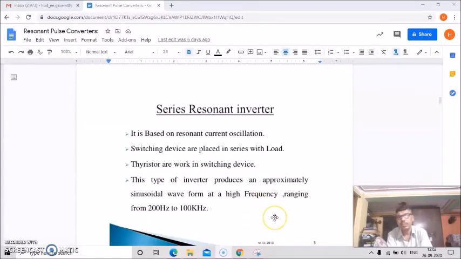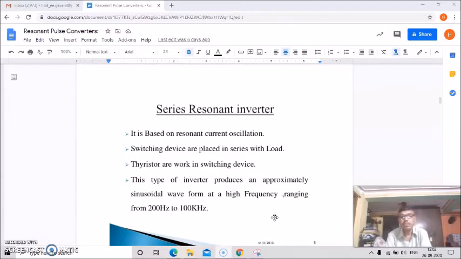Now, what is the series resonant inverter? One by one we will try to discuss all these 8 resonant pulse converters and inverters. So first of all, the series resonant inverter.